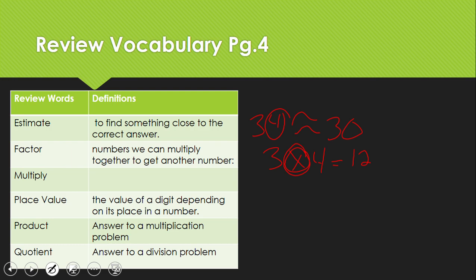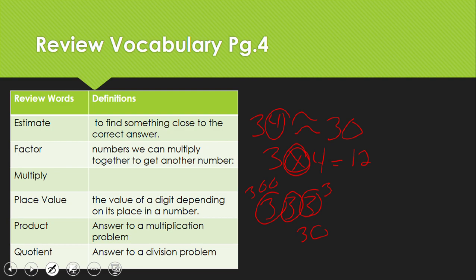Place value, we just talked about it, so I'm not going to review it too much, but the value of a digit depends on its place in the value. So let's say we have 3, 3, 3. This is 30, right? This one is 3, and this one is 300. Okay, so they're all very different.